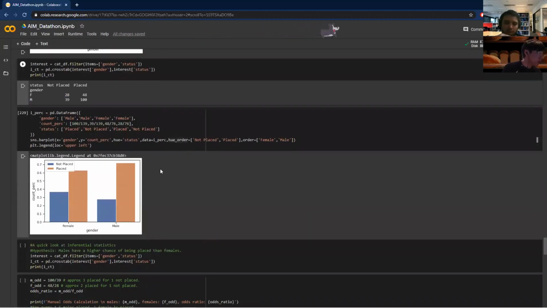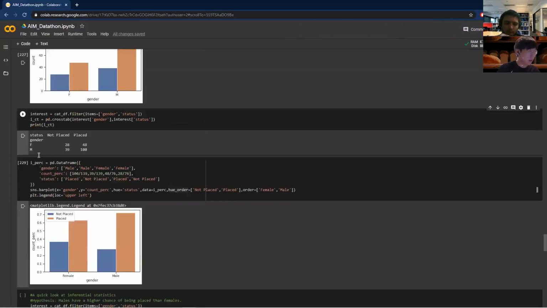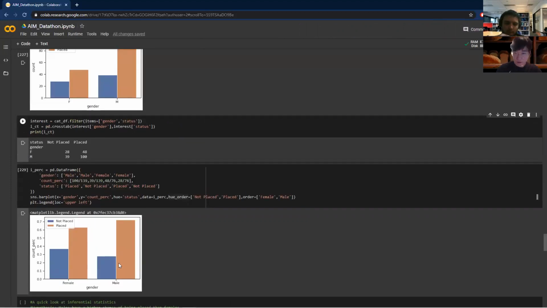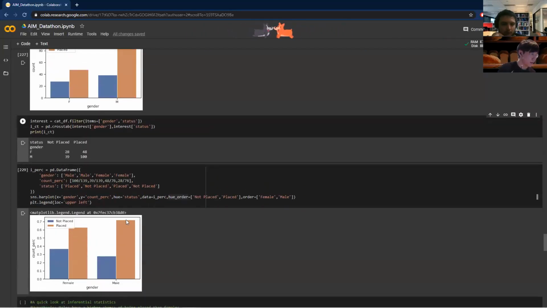So I've done it here, and we can see this is a much more realistic comparison between these two groups. And we can see the not placed is reversed in this case, which is a bit odd, but it might not mean anything. That's why it's important to standardize things, because otherwise you get the wrong interpretation. But it is true that there is clearly a difference between females and males placed.